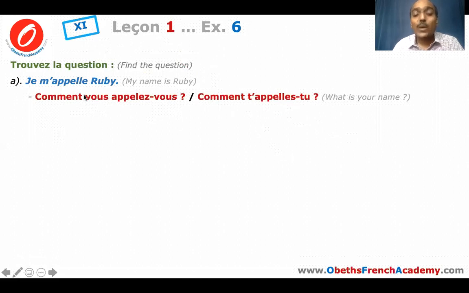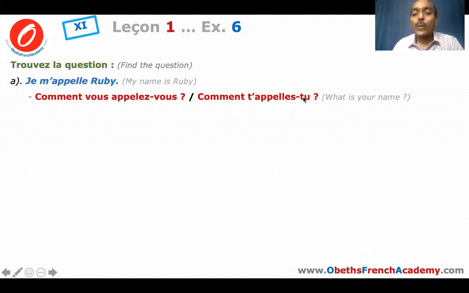This one, it's with respect. You're giving respect to that person. And this one, it's without respect. So this one, in other words, this is the formal way. Okay, this is the informal way. So what's your name? In English we will ask, but in French they'll ask the question, comment vous appelez-vous? Or comment t'appelles-tu? So this is something like with respect, and this is something like without respect.